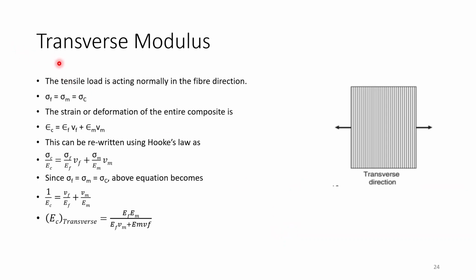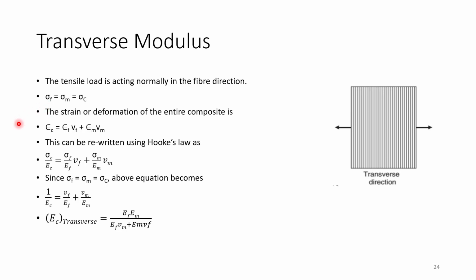Next up you have transverse modulus. In this case you are applying your load at 90 degree angle to the fiber direction. So the tensile load is acting normal to the fiber direction. So here you can see that your load is in this direction. So in normal direction you will be considering the cross sectional area. So for fiber and matrix both it is equal. So stress is equal for sigma F, sigma M and sigma C.